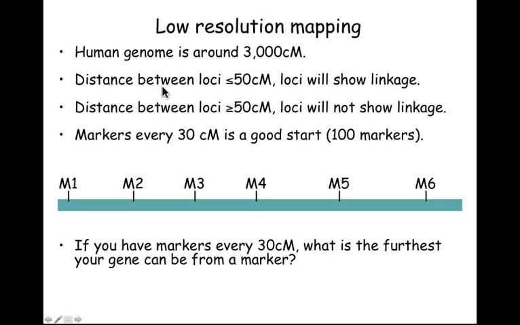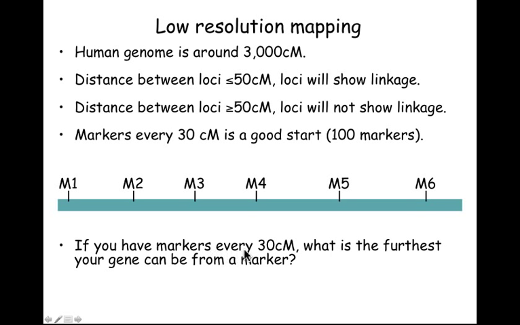Well, if the distance between loci is greater than 50 centimorgans, then you won't see linkage. If it's less than 50 centimorgans, then you'll see linkage. But if it's greater than 50 centimorgans, they'll be unlinked and they'll segregate randomly. So maybe this isn't an etched-in-stone sort of rule, but markers about every 30 centimorgans is a pretty good place to start.